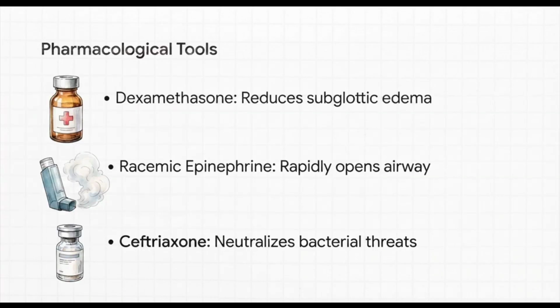Once that airway is completely secured with a tube, the medical team can finally deploy their pharmacological tools to actually cure the underlying infection. They'll use dexamethasone, which is a long-lasting steroid, to steadily reduce that subglottic edema over several hours. For a faster response to buy a little time before a tube is needed, they might use racemic epinephrine, an inhaled aerosol that causes rapid constriction of the swollen blood vessels to quickly open the airway up. And of course, if the enemy is bacterial, like in epiglottitis or bacterial tracheitis, heavy-hitting IV antibiotics like ceftriaxone are pumped right into the bloodstream to neutralize the threat.